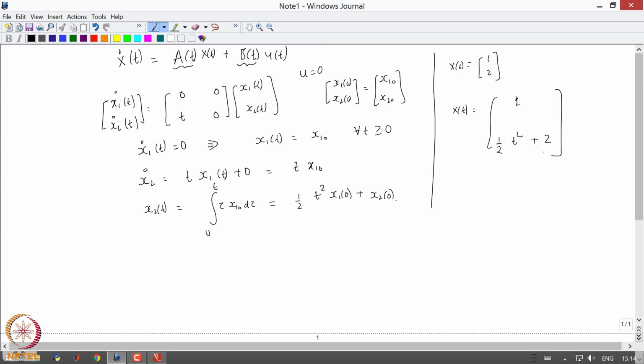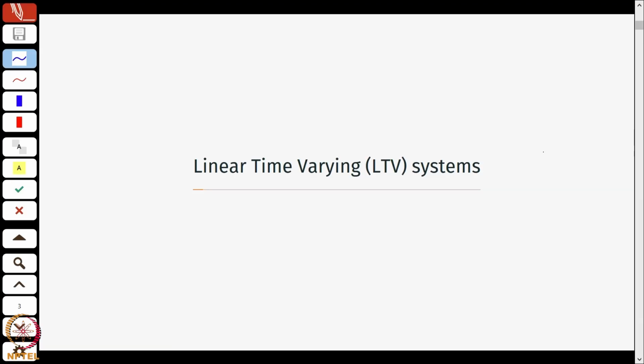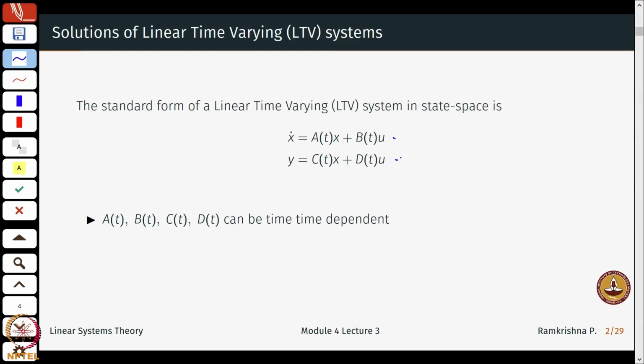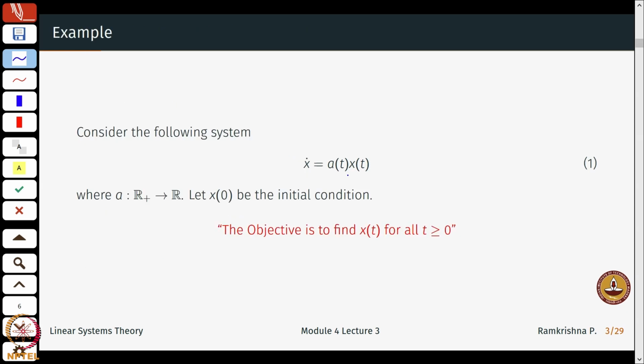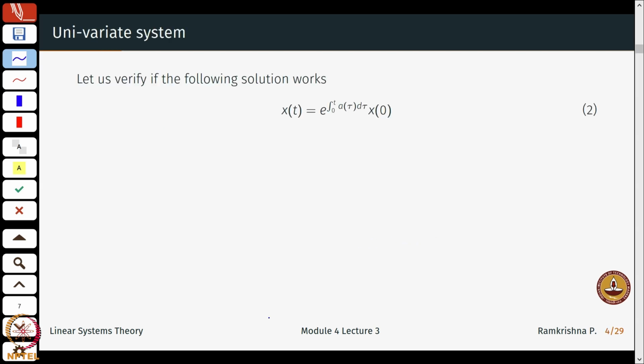So in general we are again looking at integrating the differential equation. These are the equations we will be interested in: x dot is A(t)x, and all these A, B, C, and D matrices are now changing with time. The question is the same: given this set of equations with certain initial conditions, how do we find x(t) for all times t greater than or equal to 0? Similar to the time invariant case, let's start with a scalar, or univariate, example, where A is in R, with some initial condition. The objective is to find x(t) for all times t greater than or equal to 0.